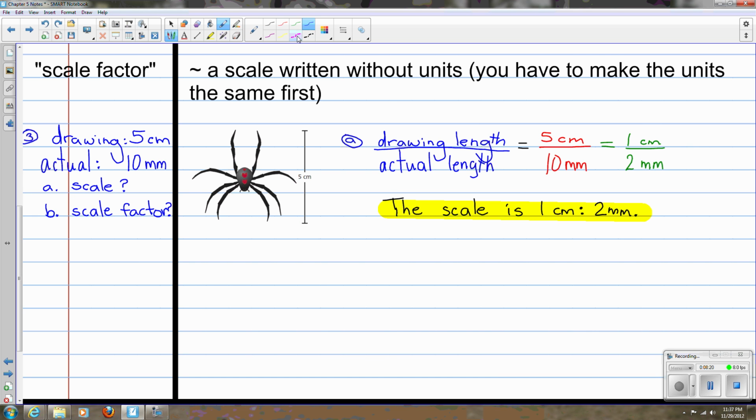So now we'll look at part B. All right, part B, we need to find the scale factor. And remember up here we looked at the definition of scale factor. It's a scale written without the units, but we have to make the units the same first. So we're going to write the scale with the same units. You're probably having no trouble keeping up with me today. I'm writing so slow.